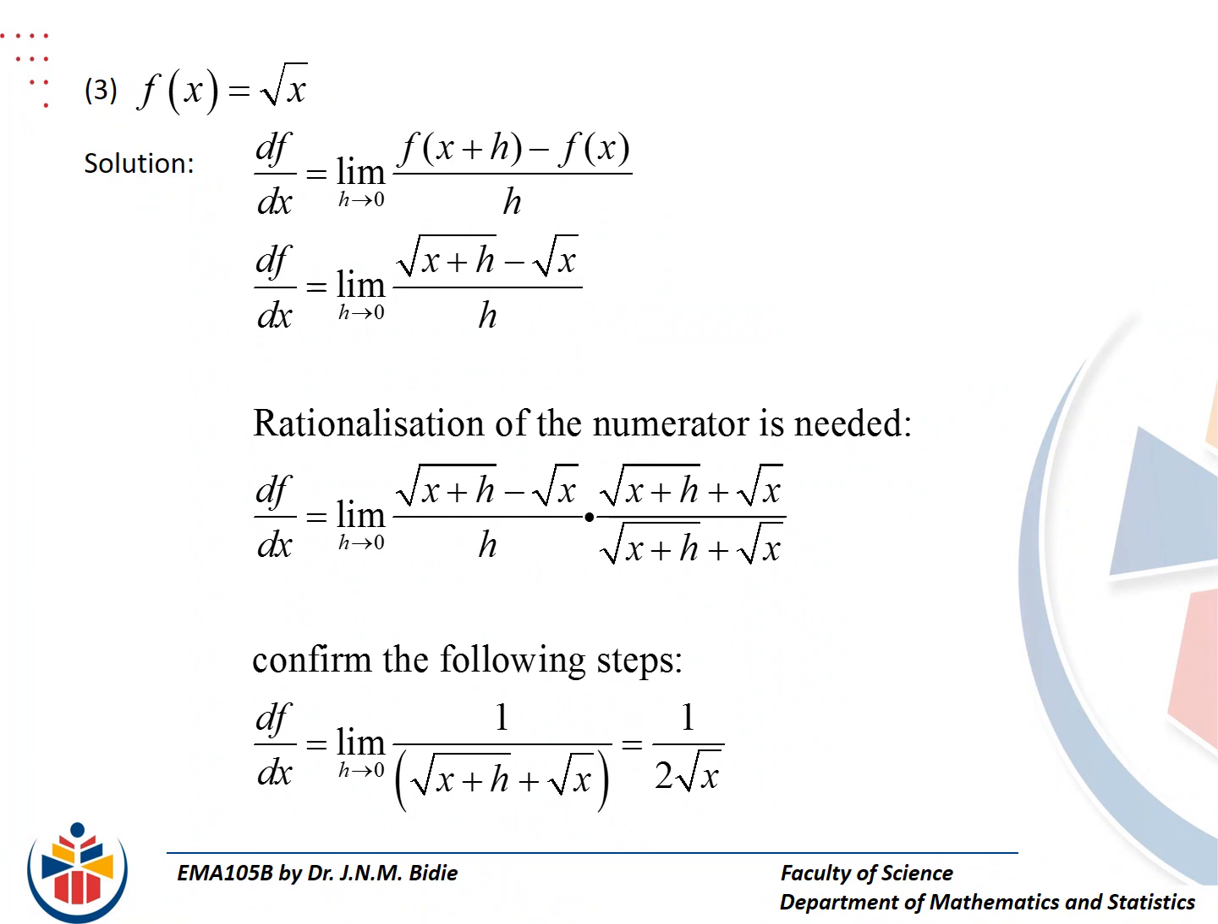Is this true? And then remember, we still have not substituted h equal to 0, so we take down that limit as h approaches 0. And then we substitute 0 in, and I'm left with 1 over 2 square root of x as my answer.